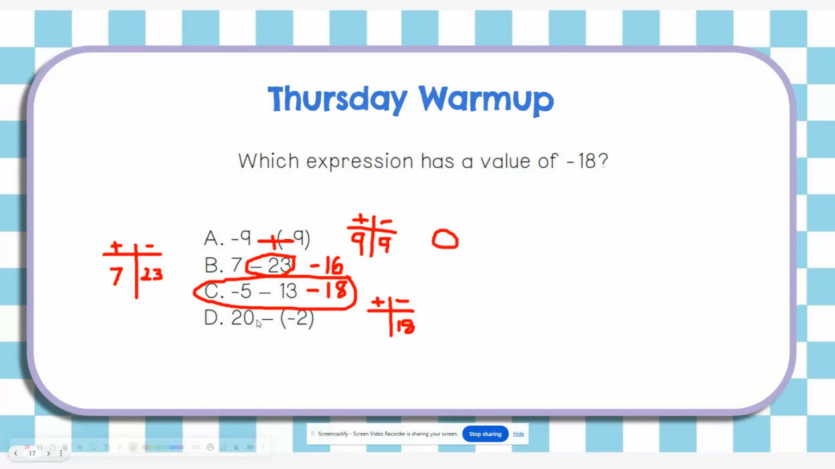And D, just to make sure you guys understand that one, you would make a big plus sign. So 20 plus 2, that's just 22.